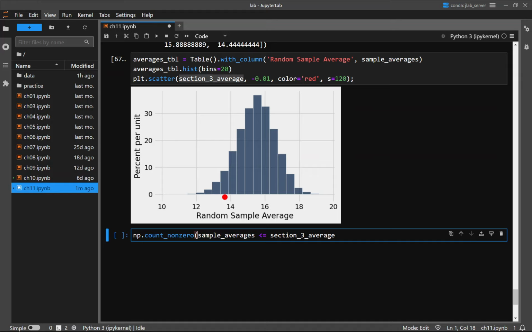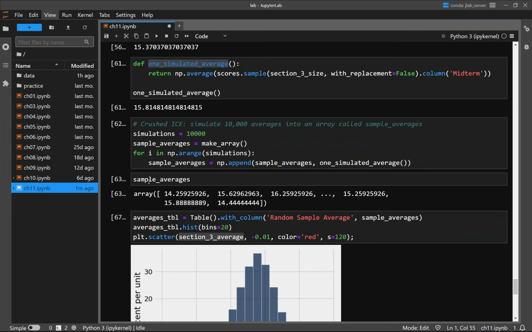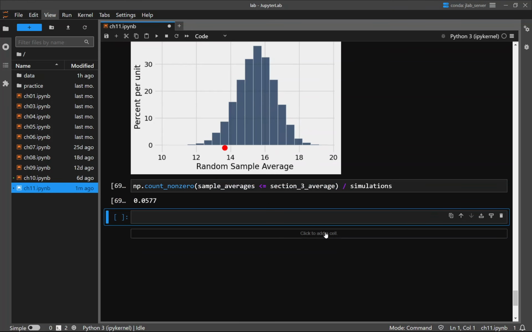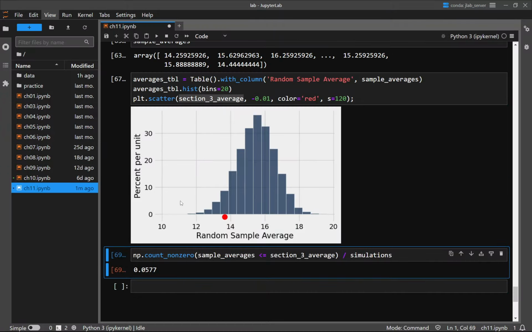We can count how many times that happened, count non-zero. That many times out of our number of simulations, which was 10,000. We can just divide by simulations. It's easy. And it looks like our model predicts that just due to random chance, about 5.8% of the time, a section will be selected with a bunch of badly performing students, so you will get a section with students performing that poorly due to random chance.